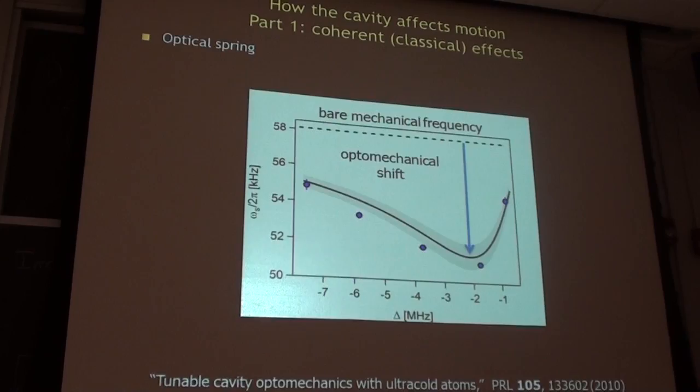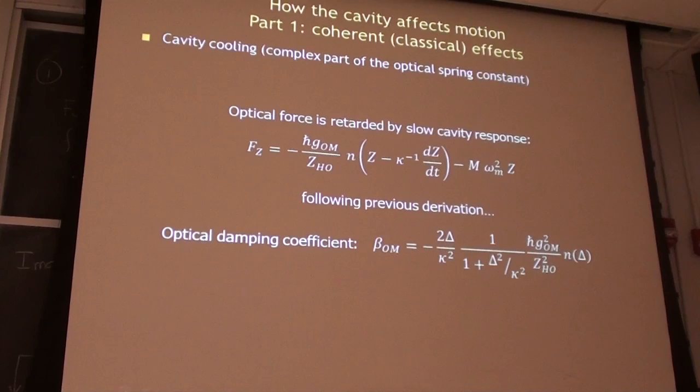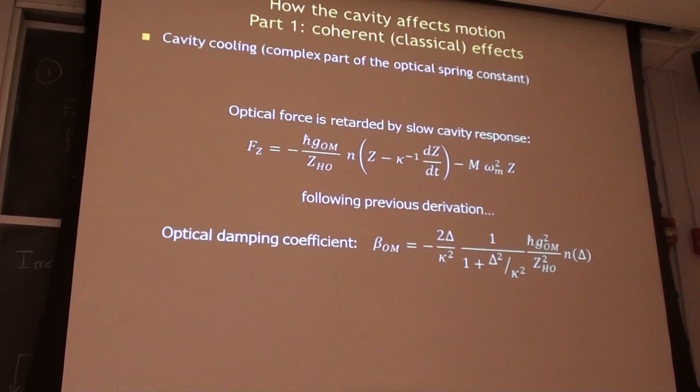Another effect related to the optical spring is cavity cooling. So here the thought is that the number of photons inside of the cavity is not related to the position of the oscillator right now, but related to the position of the mechanical element a little while earlier. Because the cavity has a finite line width, it takes a while for the change in the cavity frequency to have an impact on the number of photons inside of the cavity. So given that delay, one finds that you can treat the optical spring as having a bit of an imaginary component.